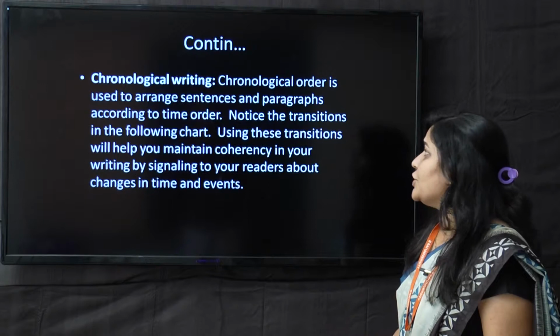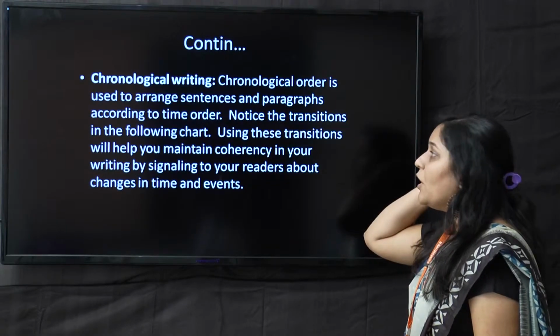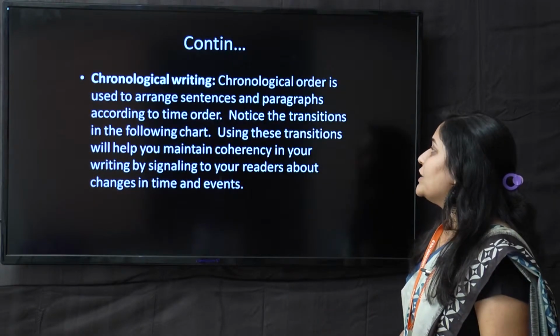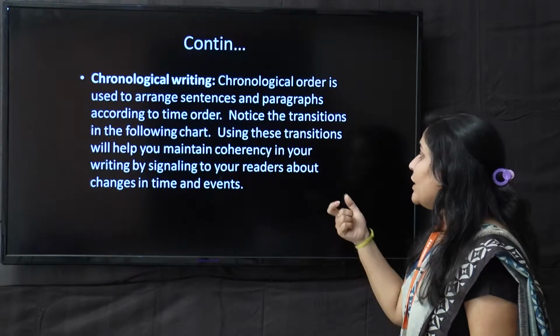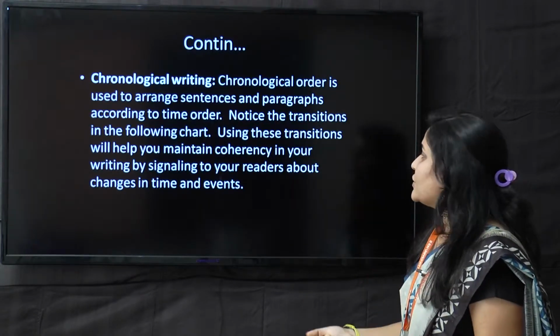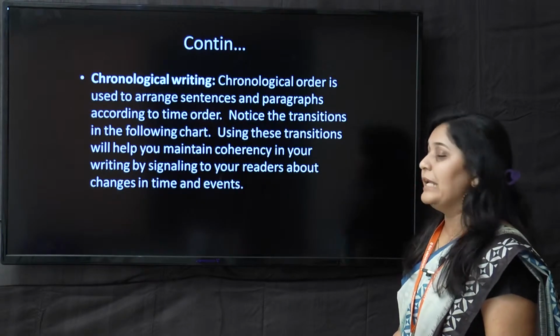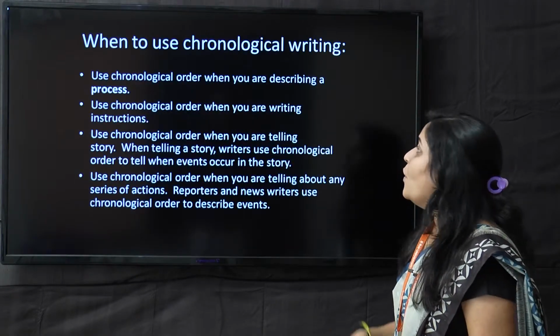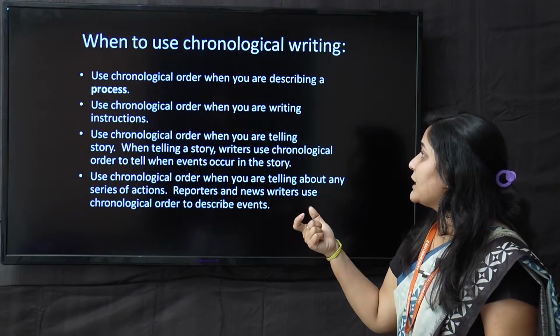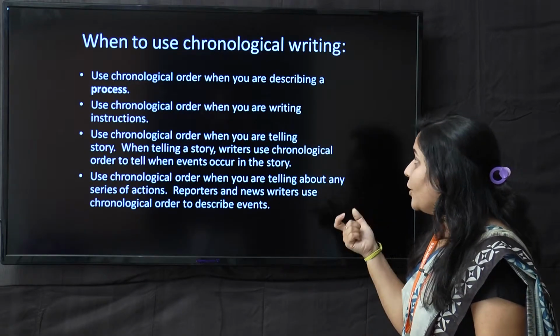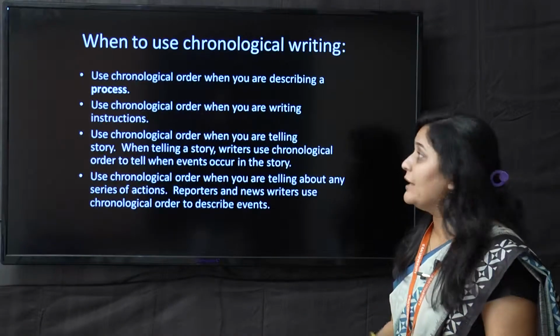What is chronological writing? Chronological order is used to arrange sentences and paragraphs, and you can notice the transitions in the following chart. So when do we use chronological writing? We use chronological order when you are describing a process.